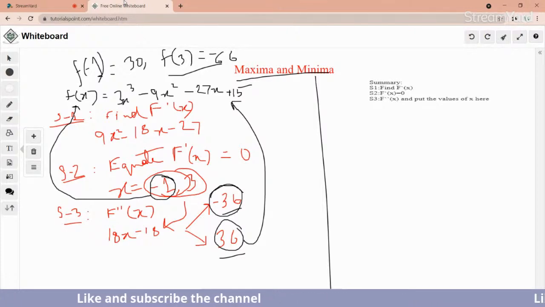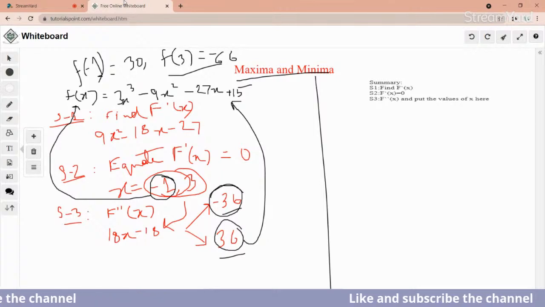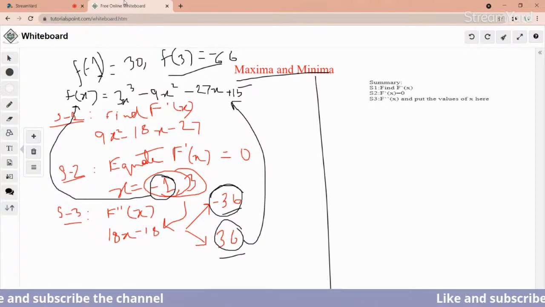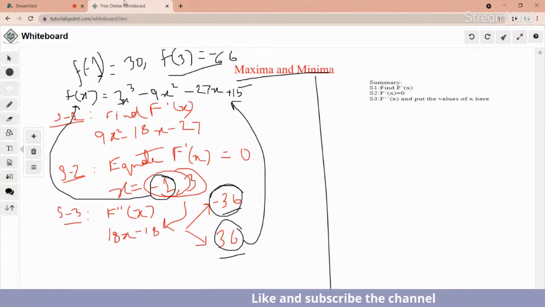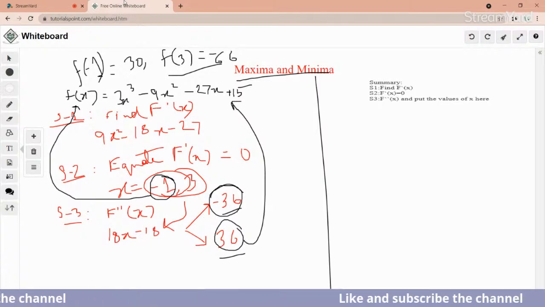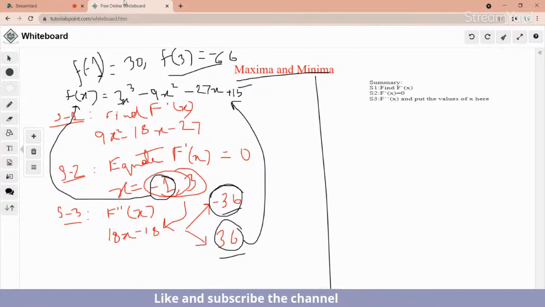Then we went on ahead with the maxima and minima, where we also again got 3 steps as it is visible on the screen. Find the differentiation, then equate it with 0, then find double differentiation and put the values of x into the value of double differentiated function. You will get the values, and as per that you will get the maximum and minimum by putting the values of x that you have received from single differentiation and equating it 0 into the main polynomial function, and you will get the maxima and minima value of it.